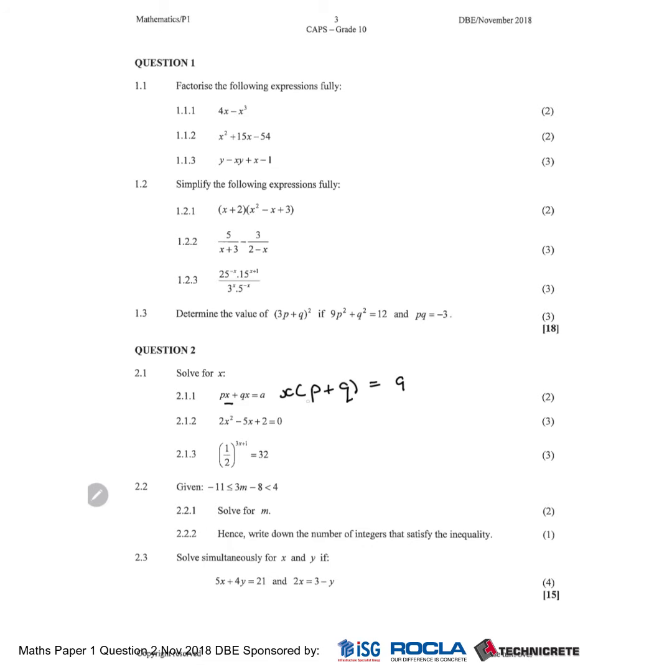Since we're solving for x, we have to divide by p plus q. So therefore x will equal a divided by p plus q. But do note that p cannot equal negative q, because that would mean this underpart would equal 0, and anything divided by 0 is undefined.